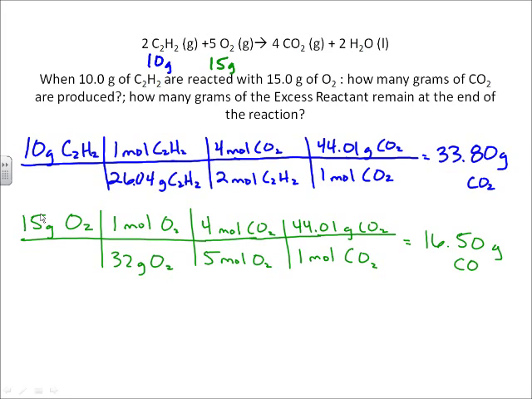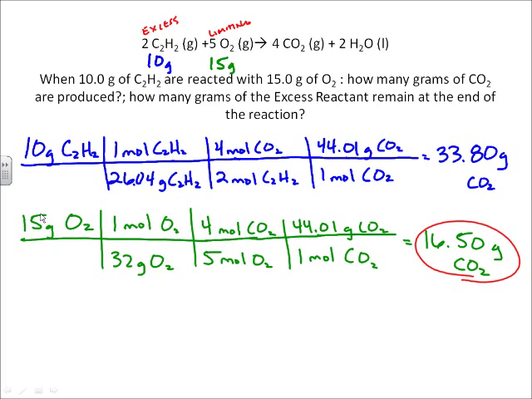grams of carbon dioxide. So in this case, for our problem, our amount of carbon dioxide we can actually produce is these 16.5 grams, because at that point we run out of oxygen, then you can't produce any more carbon dioxide. So we can actually produce 16.5 grams of carbon dioxide. So our limiting reagent is oxygen, and our excess reagent is C2H2.